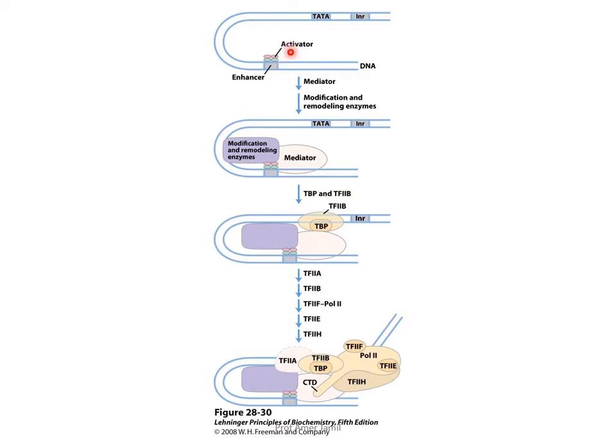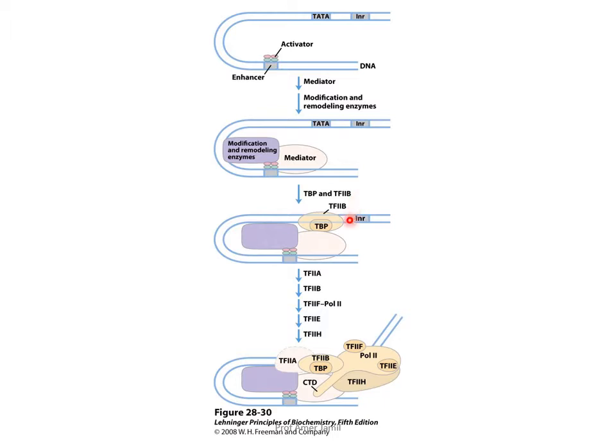And this activator has a DNA binding domain and a protein binding domain. It activates the binding of mediator, modification and remodeling enzymes, and other transcription factors. When they come into place, they attract the general transcription factors of RNA polymerase 2, like TATA binding protein, TBP, and then other transcription factors. These are general transcription factors.